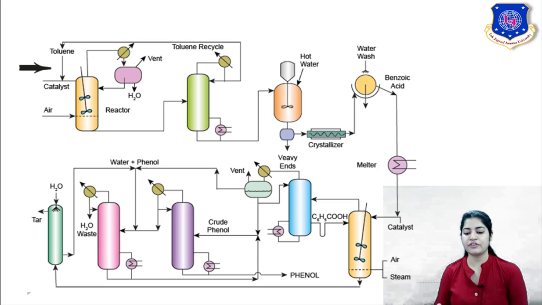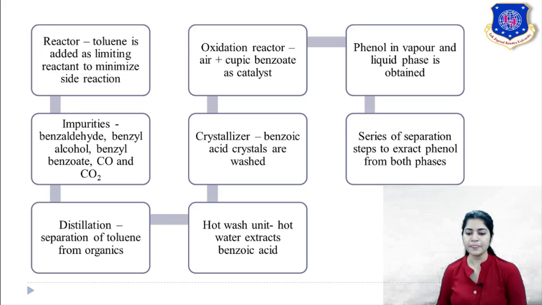From the bottom you get your liquid phenol, which is sent to a distillation column. You can see a series of distillation columns which separate phenol from the various other impurities. The vapors of phenol from the top of the second reactor are sent to a fractionator, where unreacted benzoic acid is taken out. So a series of separation steps is there to extract phenol from both phases.